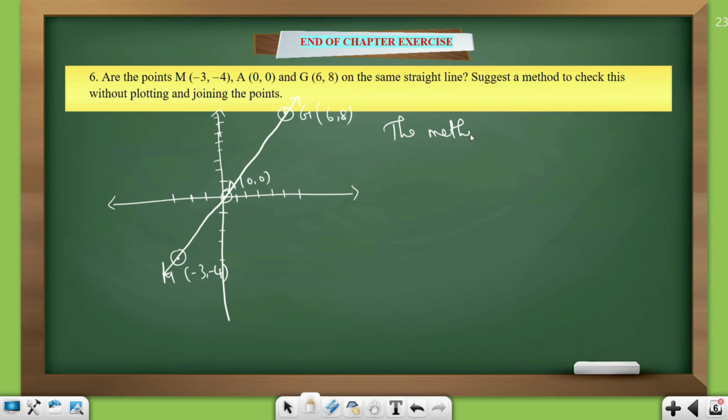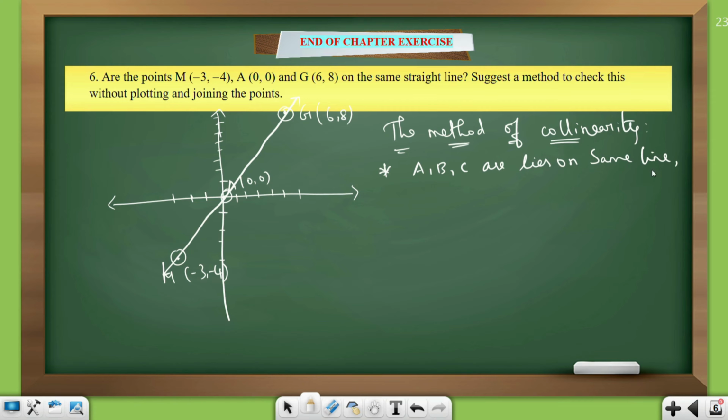The method of collinearity. Okay, so we have two things. One is the geometrical meaning. The geometrical meaning of collinearity is that the points A, B, and C lie on the same line if AB plus BC equals AC, or AB plus AC equals BC, or BC plus AC equals AB.